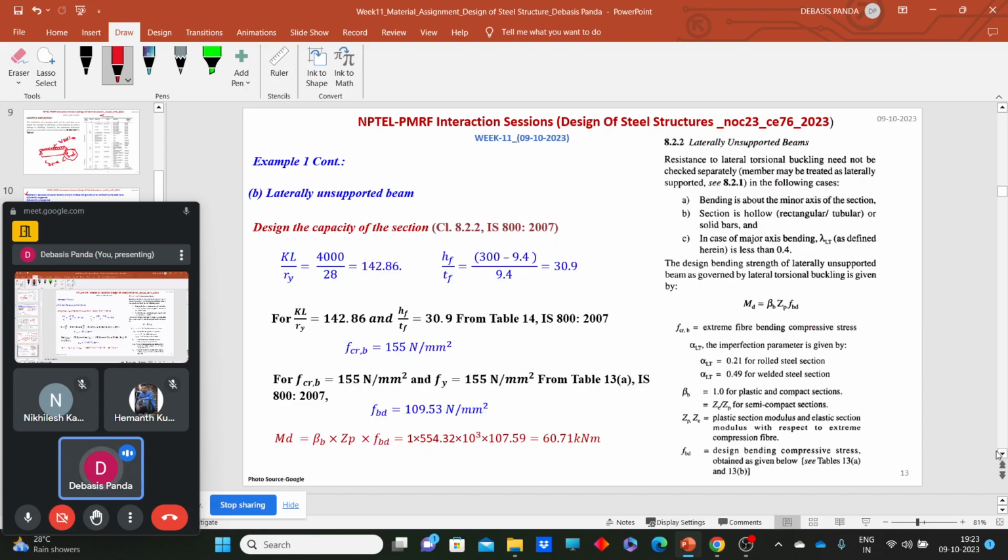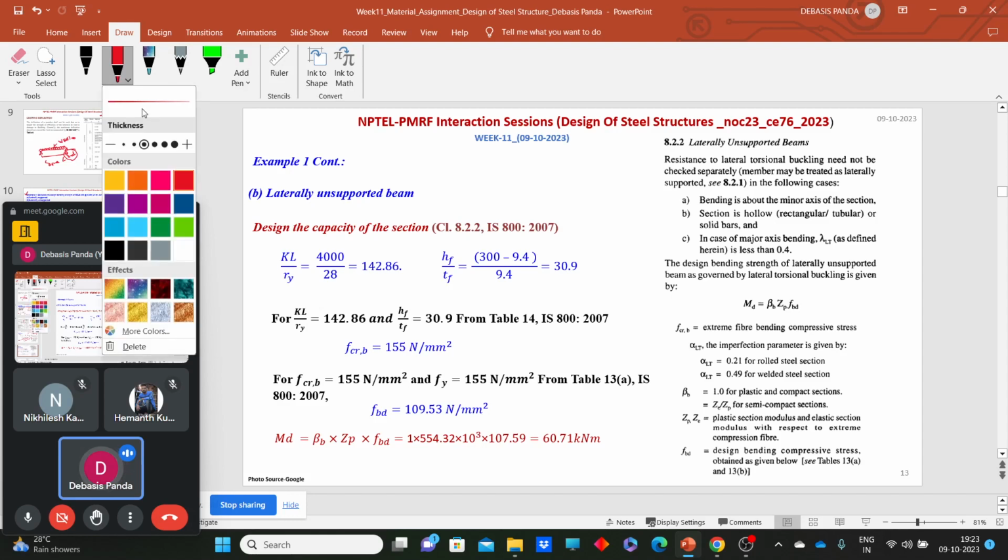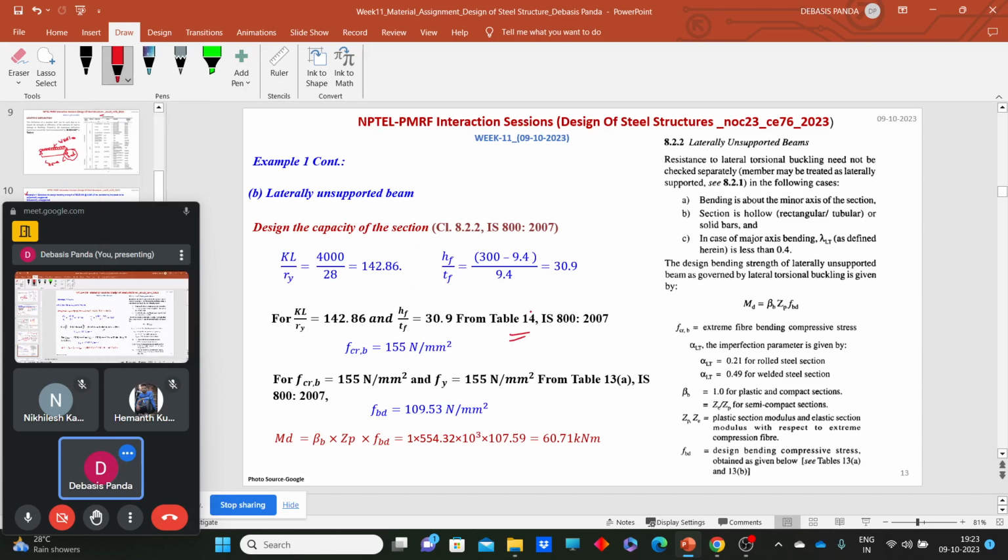For the laterally unsupported case, we will use the tables here. In the last class we demonstrated this problem using the formula. Now to use Table 14, we first need to calculate two parameters: the lambda value, KL by ry, and the value of hf by tf.